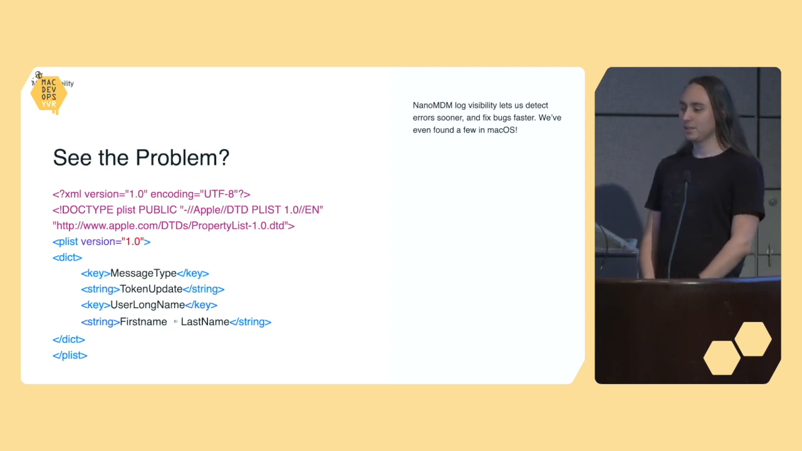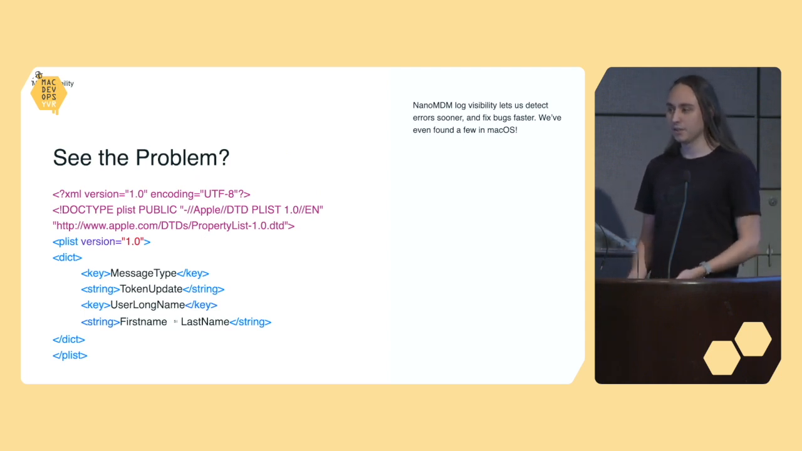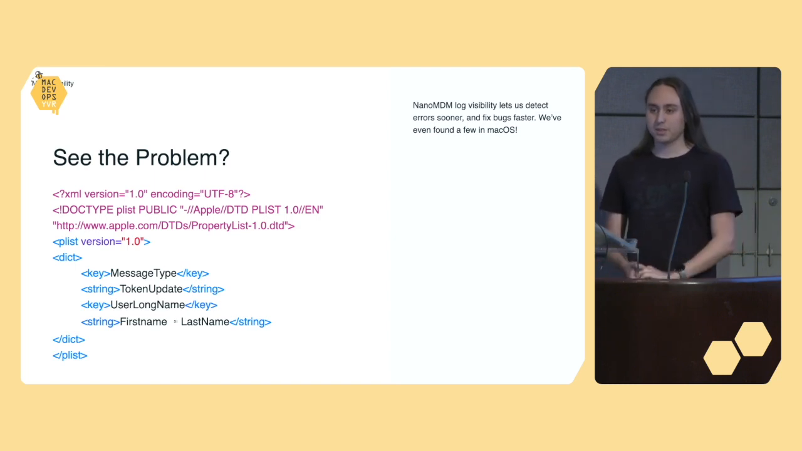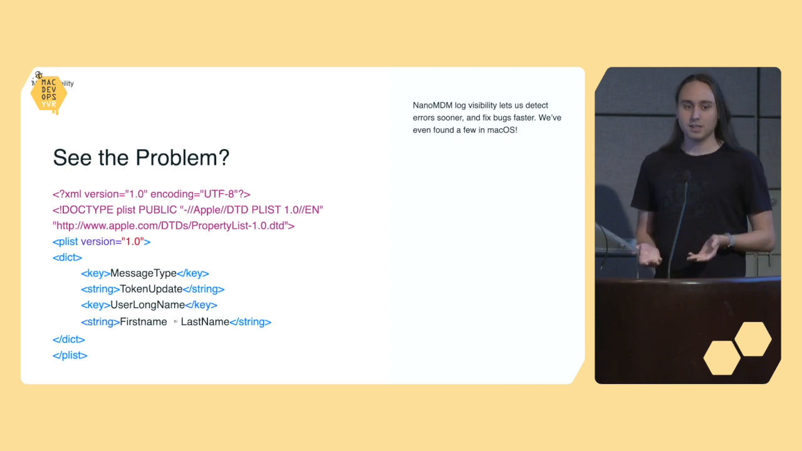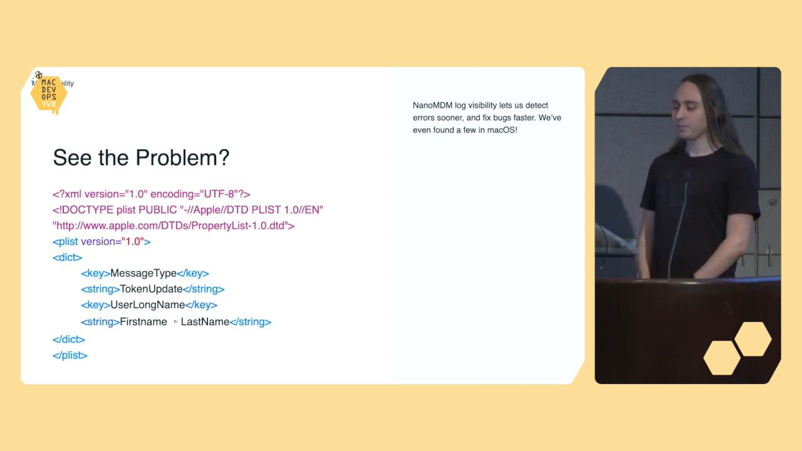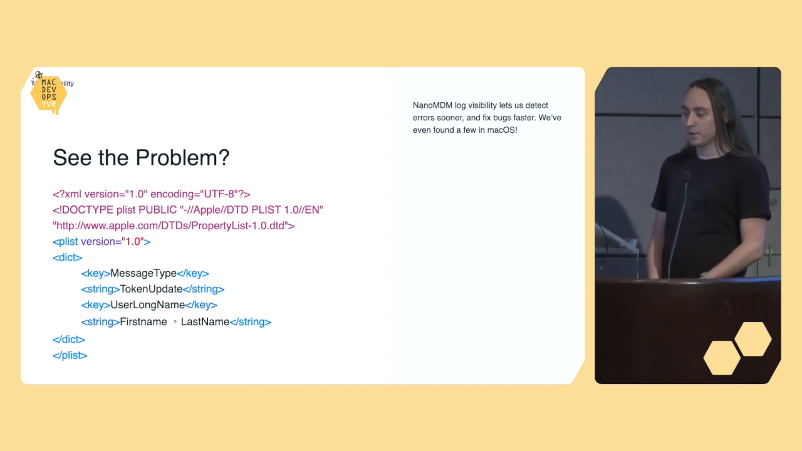NanoMDM is also much easier to plug into existing infrastructure. So we taught it to speak Thrift, which is our RPC framework. You could just as easily teach it to speak gRPC or REST or anything else. We also taught it to plug into our logging infrastructure so we could more easily catch bugs.